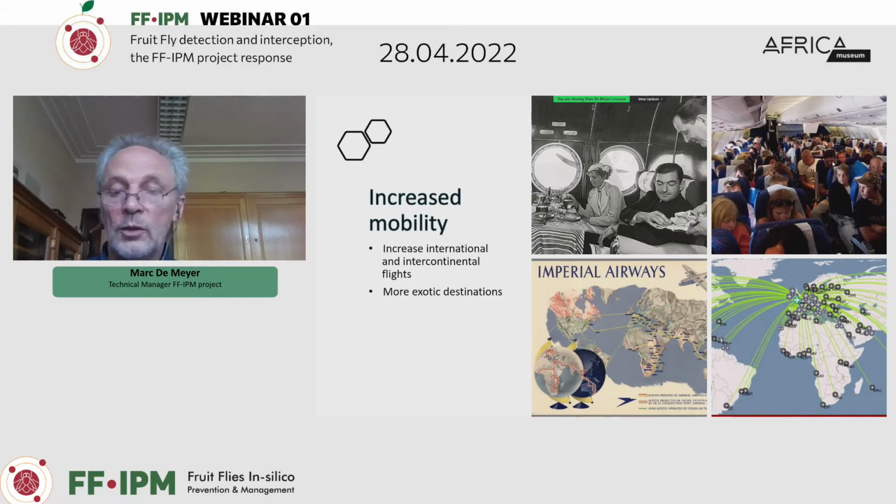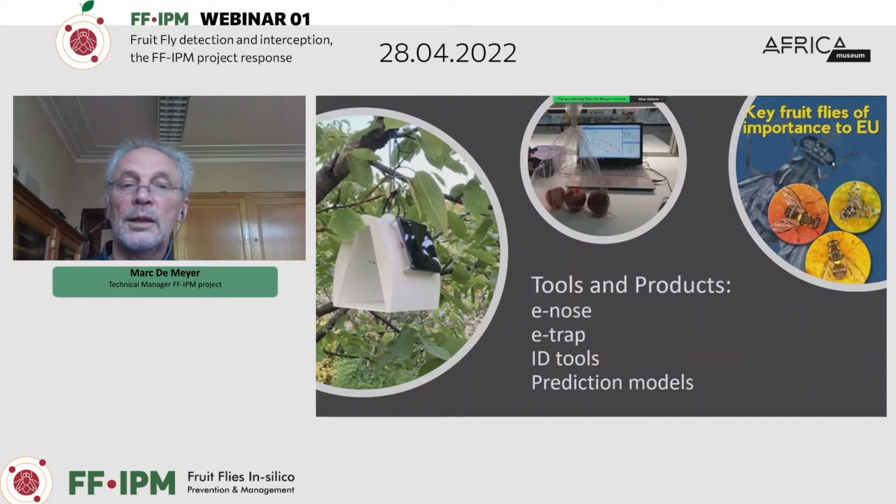So what are the tools that we are suggesting to help us in early detection? Well, we have 4 groups: the E-nose, the E-traps, ID or identification tools, and prediction models.